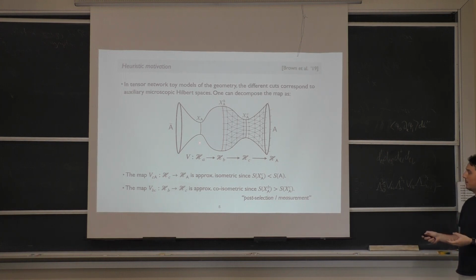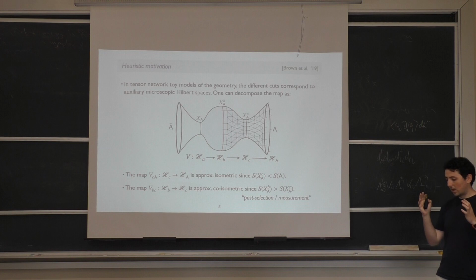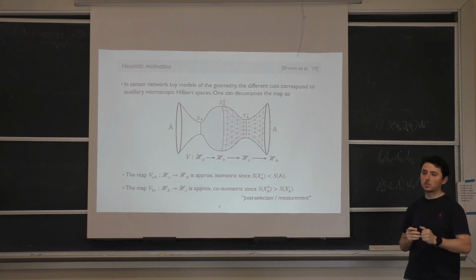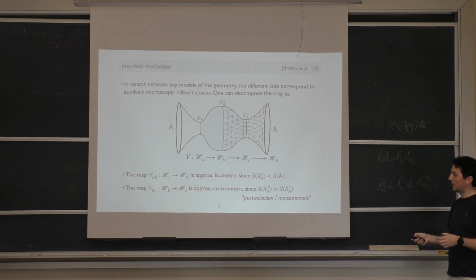And in particular, it can be decomposed in smaller maps. So this map is just the composition of a map which takes you in the tensor network from the minimal cut to the bulge. Then the second step would be to go from the bulge to the constriction, and the last step would be to go from the constriction to the boundary. So in the tensor network, each cut represents some microscopic auxiliary Hilbert space, and that's the reason why we can think about this decomposition. In gravity, this is less clear, but let's just take the intuition from tensor networks.